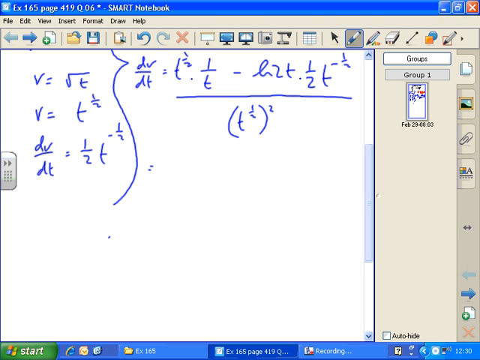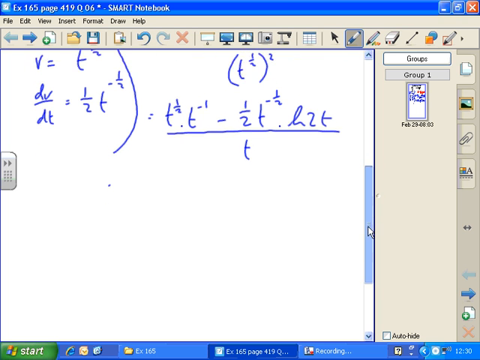So, looking at the top, we can rewrite this as t to the half times t to the minus 1, because the inverse is minus 1, minus a half t to the minus a half times log of 2t, writing it that way around, all over t to the half squared. A half times 2 is 1, so it becomes t. And if you think about it, the square of the square root cancels each other out, so you're just left with t.